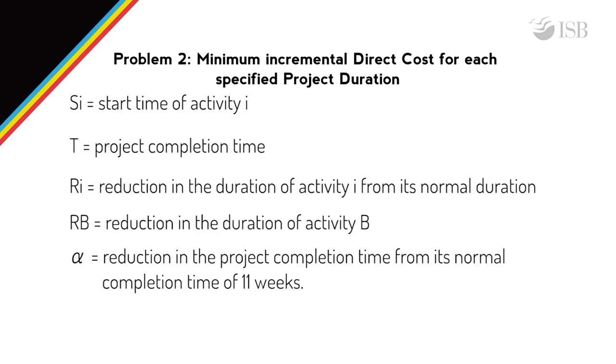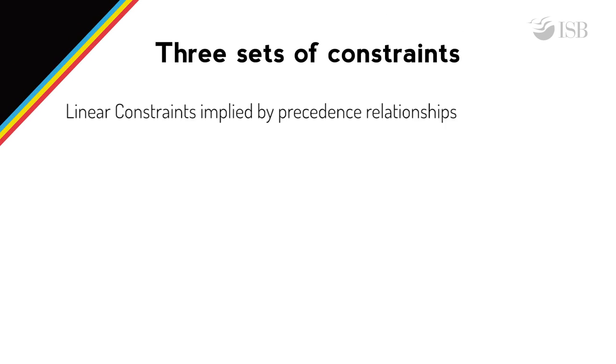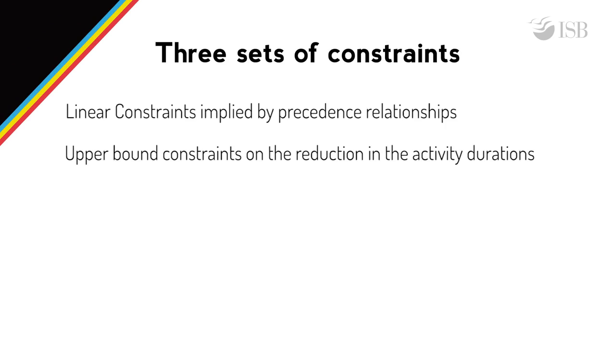Let alpha represent the reduction in the project completion time from its normal completion time of 11 weeks. The objective function is minimize 25 times Rb plus 25 times Rc plus 30 times Re. In this formulation, we have three sets of constraints, namely constraints implied by the precedence relationships, upper bound constraints on the reduction in activity durations, and non-negativity constraints.